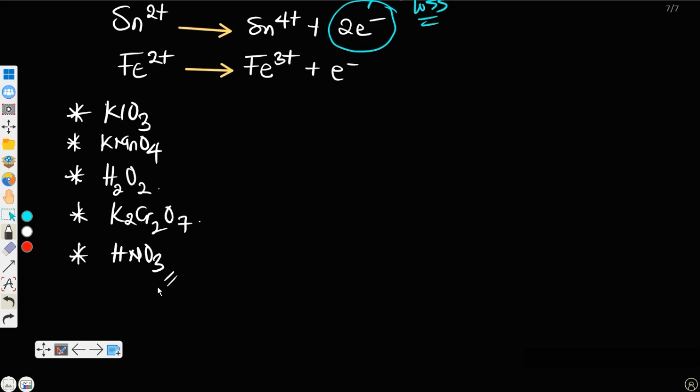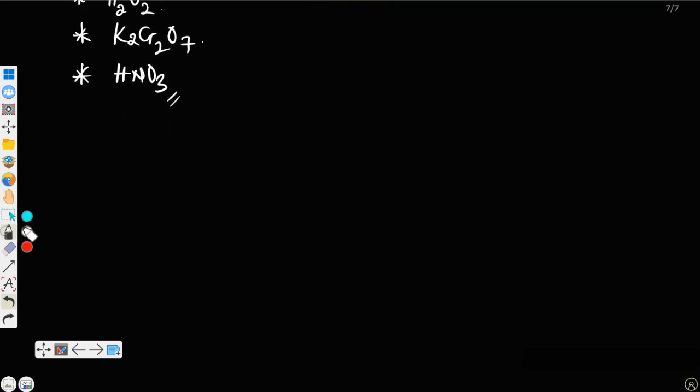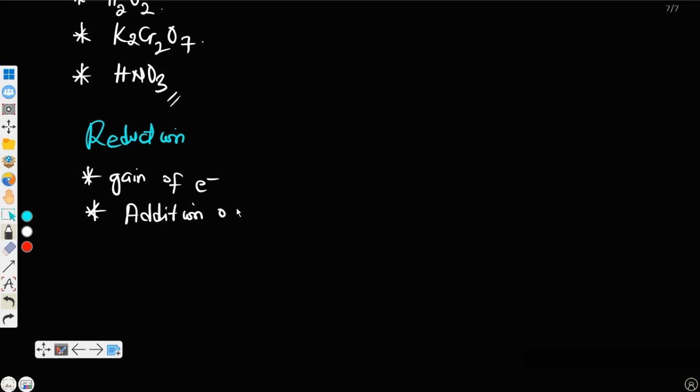Now you can also use these examples to form reduction. When you talk about reduction, reduction means what? Reduction means the gain of electrons. You know oxidation means what? Loss of electrons. So reduction means gain of electrons. Then you can also have it as addition of hydrogen. You can also have it as addition of electronegative atom.